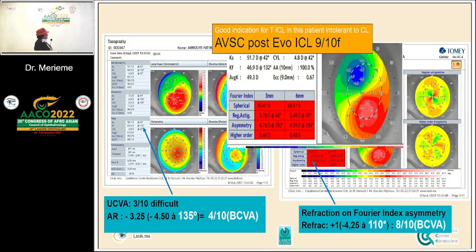So this patient is a good indication for toric ICL because the visual acuity is good, and post-operative ICL corrected visual acuity is 9/10.